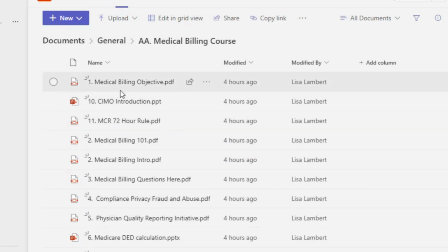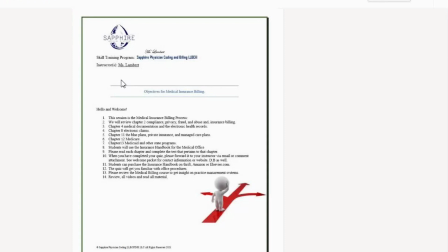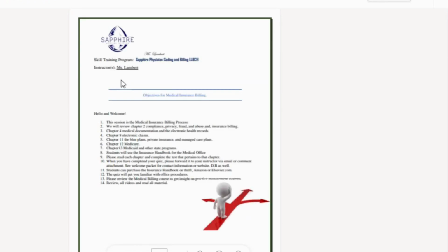So, again, this is one of your folders. This is a medical billing. This is a piece of medical billing. So this will be the objective to the medical billing. The objective would be what you're going to do in the course, or like what is the course about? We're going to learn this, we're going to learn that. In most of your courses, you're going to do the same thing, but there's different stages in your courses.